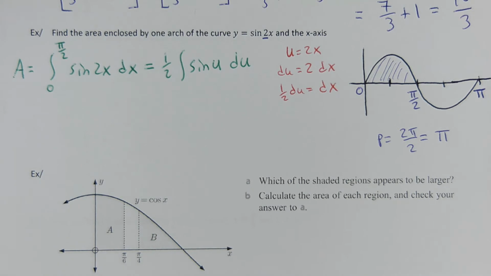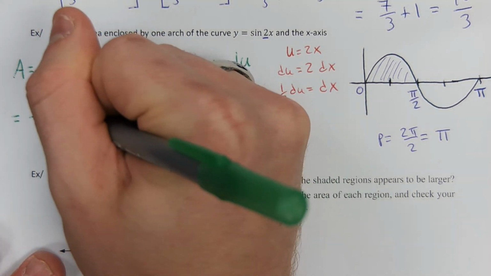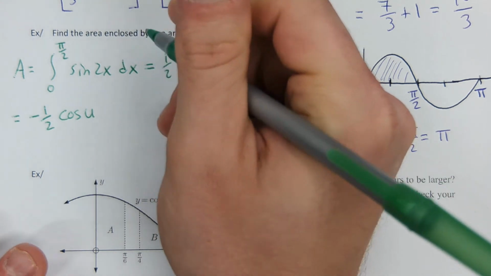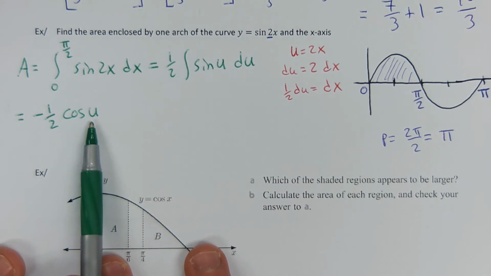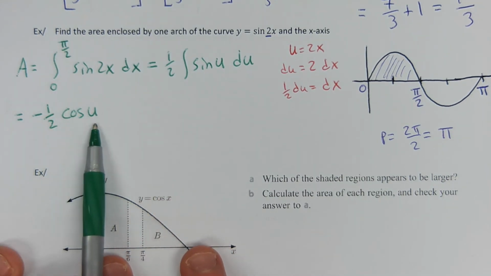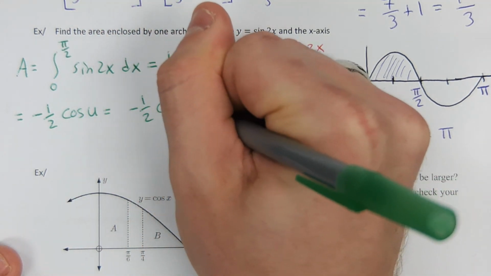Remember when you're integrating, you're doing the opposite of derivative. That means sine here is the derivative. So I ask you, what is sine the derivative of? Negative cosine. Sine is the derivative of negative cosine. So negative 1/2 cosine of u. I'm not going to say plus c because we do have limits of integration on our x's. All we need to do is replace the u back with a 2x. So we have negative 1/2 cosine of 2x.